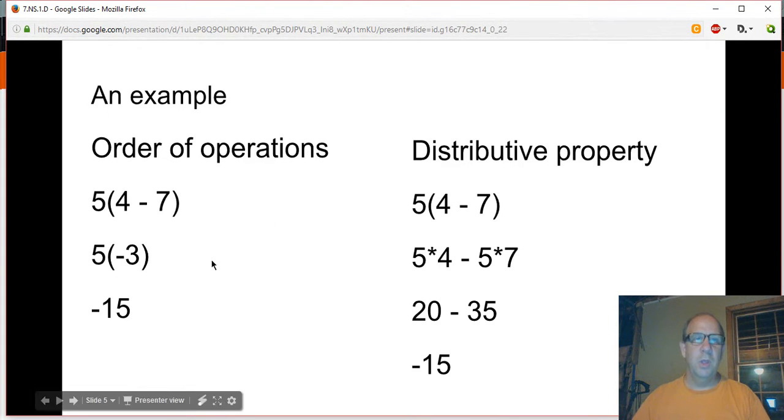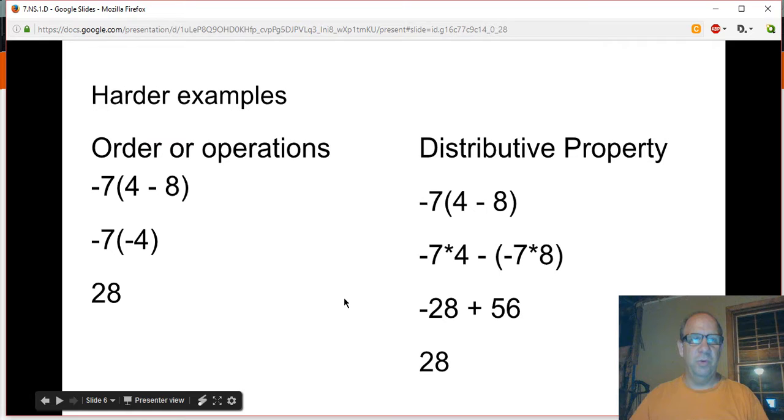For example, 5 times the quantity 4 minus 7. I use the quantity 4 minus 7 because I'm going to subtract it first. 4 minus 7 is negative 3. So 5 times the quantity 4 minus 7 is 5 times negative 3, which is negative 15. The distributive property works this way. 5 times the quantity 4 minus 7 is 5 times 4 minus 5 times 7. That's 20 minus 35, which is a negative 15. You can see we got the same answers, so they do the same work. They're just different ways of doing it.